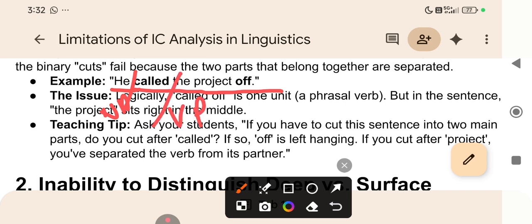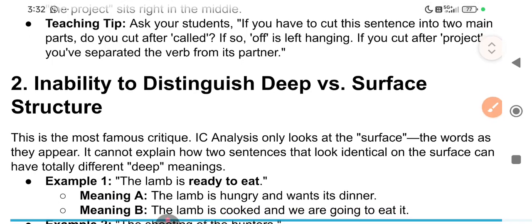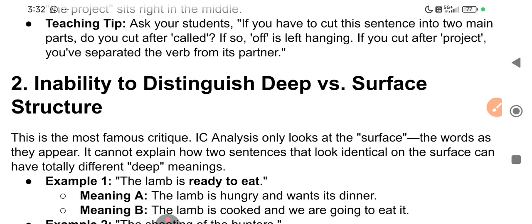Second step is called the project of. So called is a verb, and the project of, that's a noun phrase. The is a determiner, project is a noun. What's the of? The same issue. So off is left hanging. If you cut after project, you have separated the verb from its partner.